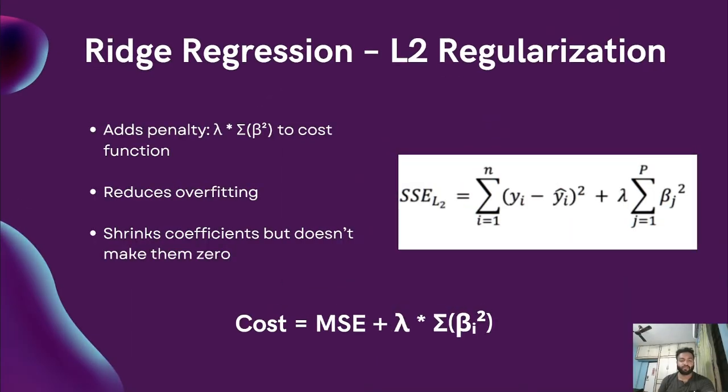First, let us understand ridge regression. It is a regularization technique that adds a penalty for large coefficients in the cost function. This helps to reduce overfitting, especially in high-dimensional datasets. The ridge cost function looks like this: cost is equal to mean squared error plus lambda times the summation of beta i squared. Here, lambda is the regularization parameter that controls how much penalty is applied. Unlike lasso, which can reduce coefficients to zero, ridge shrinks them but retains all features.